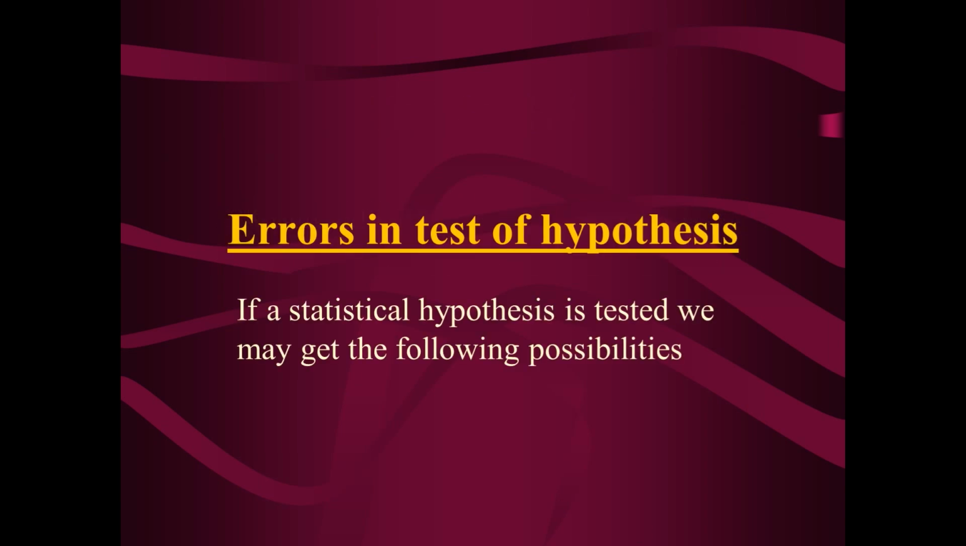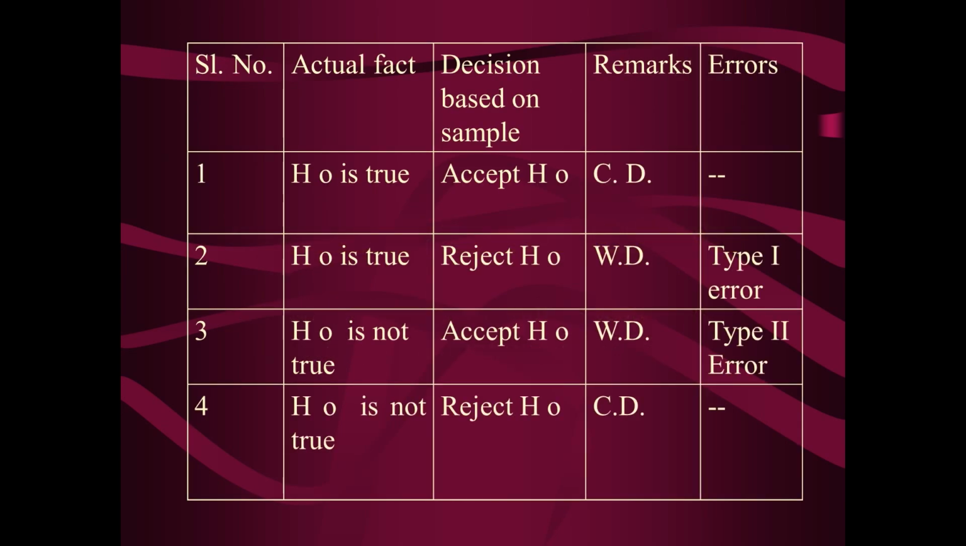Errors involved in the testing of hypothesis. If a statistical hypothesis is tested, we may get the following possibilities. The actual fact is H naught is true and the decision based on the sample is to accept H naught, then it is a correct decision. On the other hand, if the actual fact is H naught is true but we reject H naught, then it is a wrong decision and we call it type 1 error.